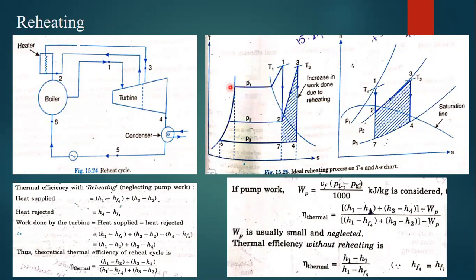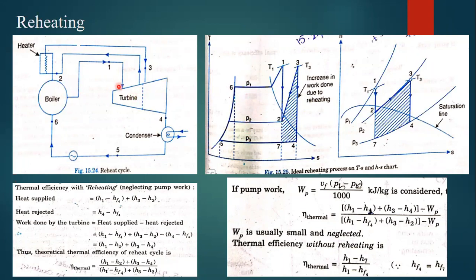That means this is boiler pressure, this is heater pressure, and this is condenser pressure. We should know it in that way. Or else we can say this is input pressure, this is outlet pressure, and this is intermediate pressure. Why? Because here we are going to have low pressure turbines and high pressure turbines respectively.